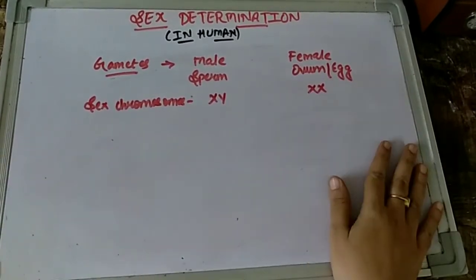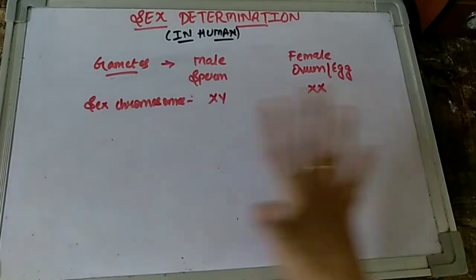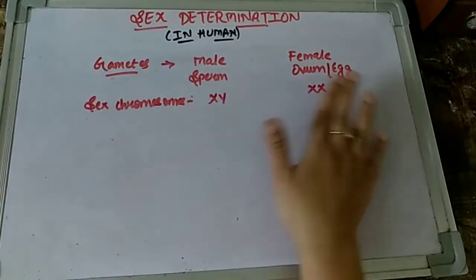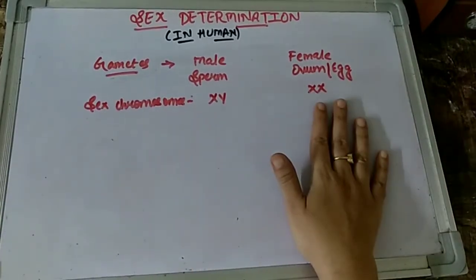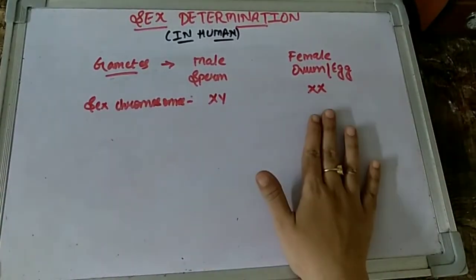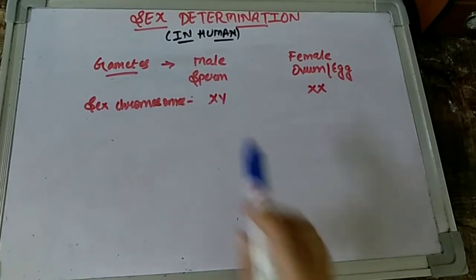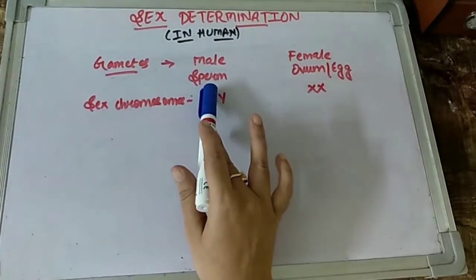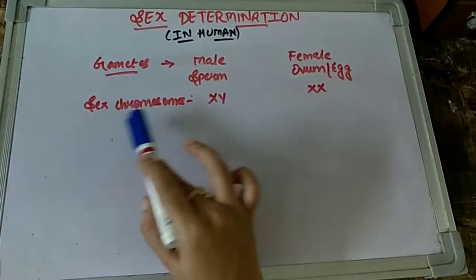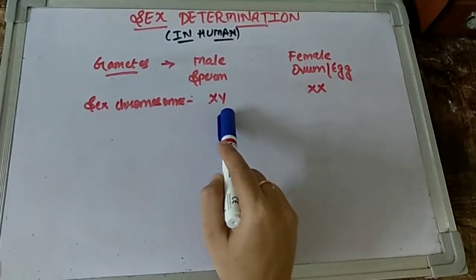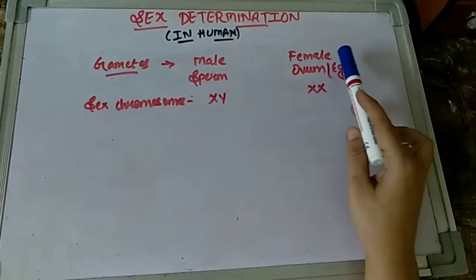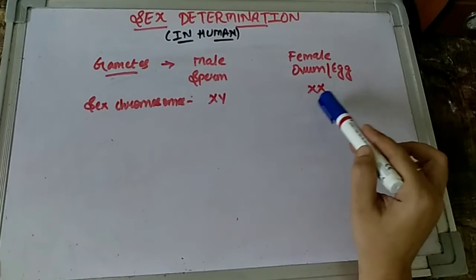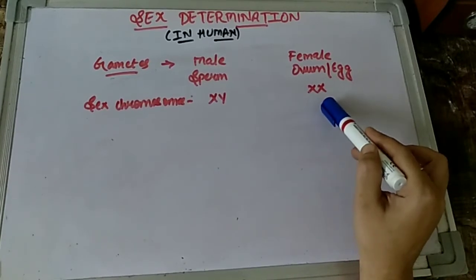So this is how I have just drawn a quick bifurcation with respect to the gametes in the case of male and female, and their sex chromosome condition. I think by now everybody knows, we have already discussed, the name of the gamete in the human male is sperm, and the sex chromosome condition in sperm is XY. And when we talk about females, children, what is the name of the gamete? It's ovum or egg, and the condition is double X, right?